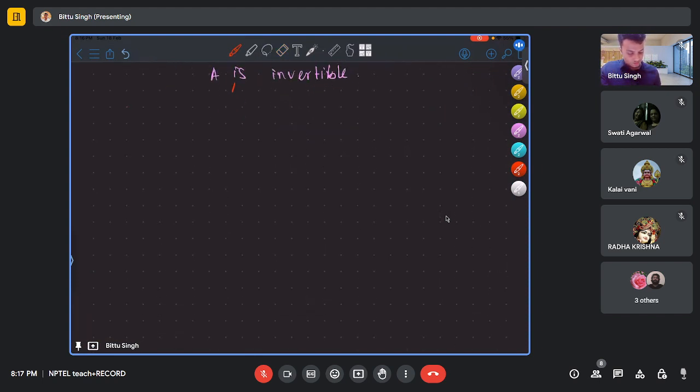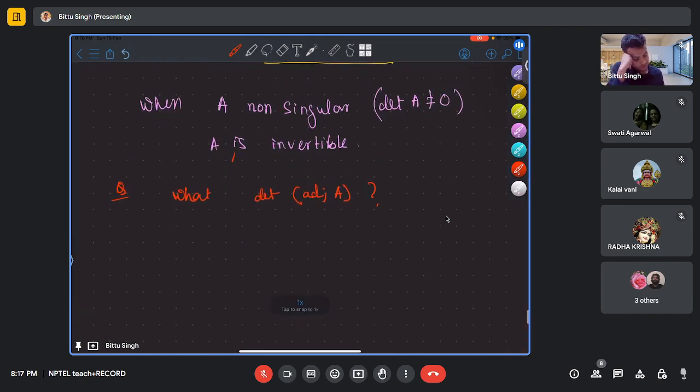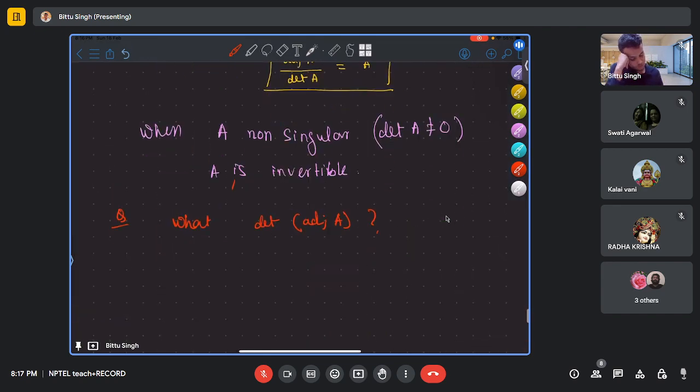Let us consider this question. What will be the determinant of adjoint A? What will be the determinant of adjoint of a matrix, given matrix? So you can use this formula because we know adjoint of A times A is the same as det A times identity.